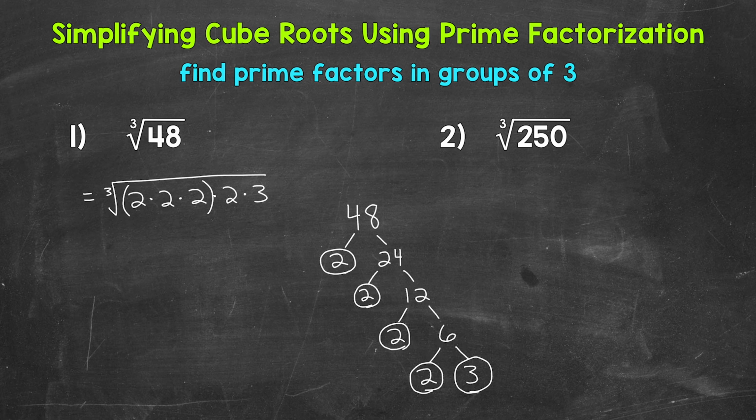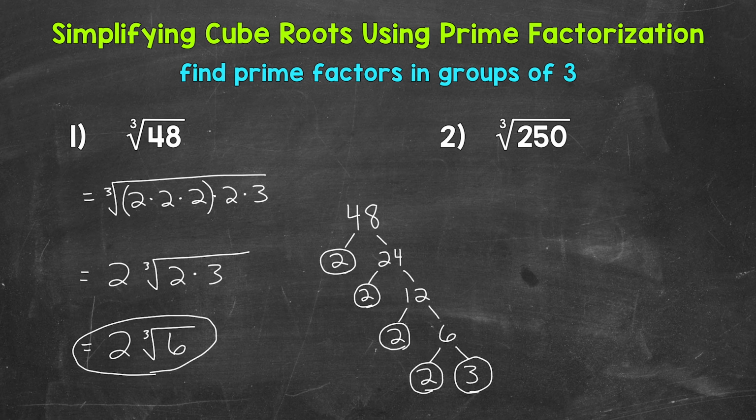So this is going to equal 2 times the cube root of 2 times 3. We still have that 2 times 3 under the cube root symbol. We cannot simplify any further, so let's multiply. We have 2 times 3, which equals 6. So we end up with 2 times the cube root of 6. And that's our final simplified answer. 2 times the cube root of 6.